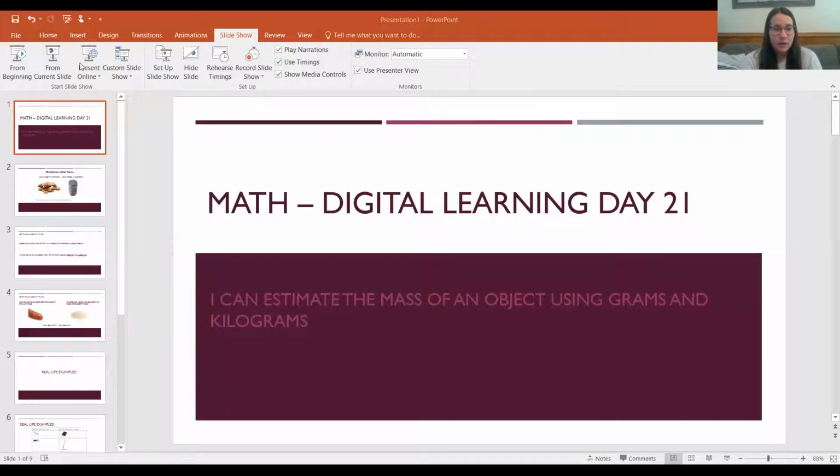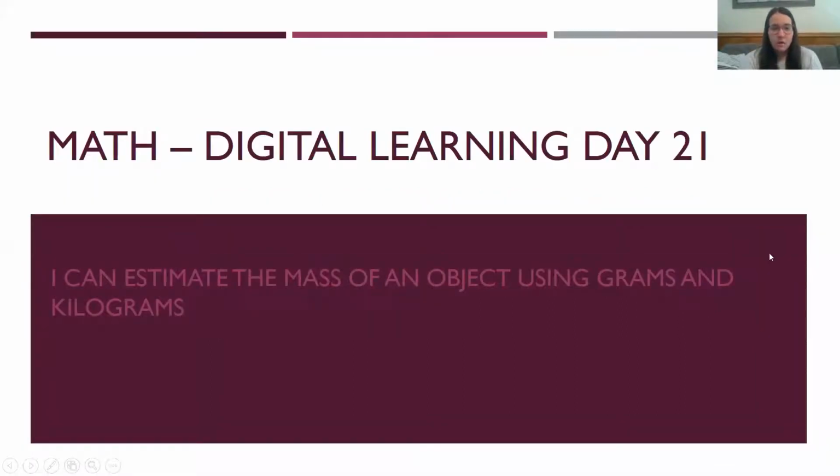So I'm going to pull up my PowerPoint so that you can follow along with me. Okay, and here we have the first slide. It says, I can estimate the mass of an object using grams and kilograms. Those are the words that we're going to be using a lot in today's lesson. Those are just kind of a label that we use to measure mass, kind of like we use pounds or inches or centimeters. That's all that grams and kilograms are, okay?